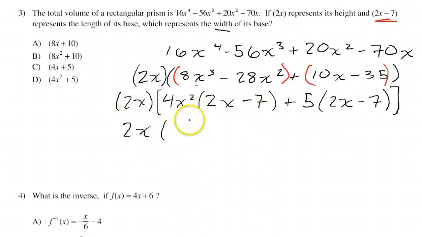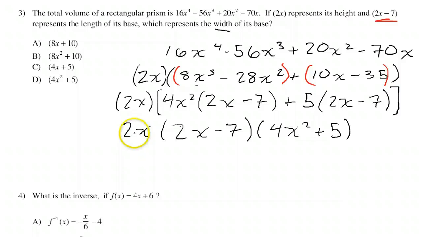So last, we'll take the stuff that's inside. Those are the two we didn't want. So what was left over is the 4x squared and the plus 5. So here we have the height, the length, and then that means this must be the width, 4x squared plus 5.